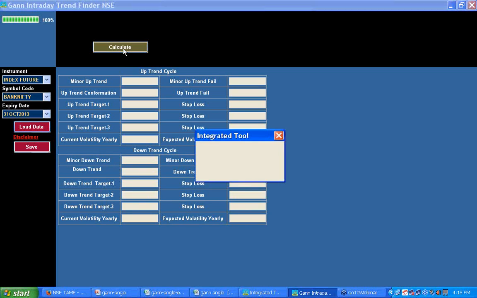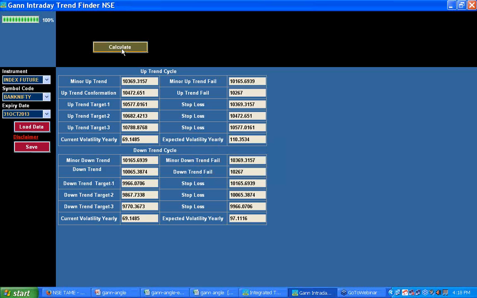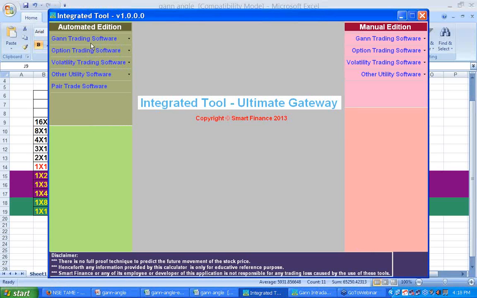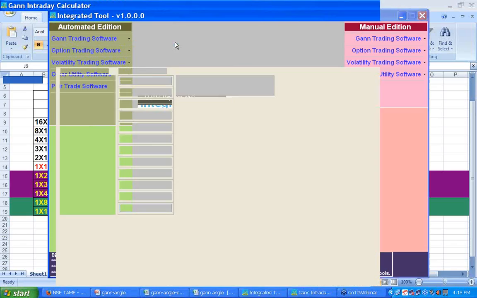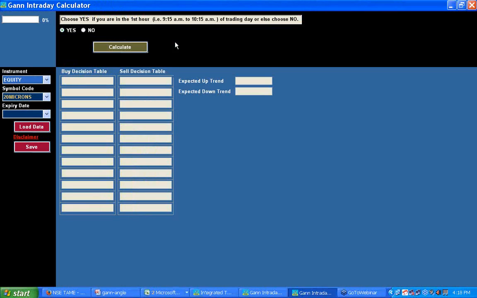Once you do this, what happens? The tool itself does the calculation. Where is the minor trend? Where does the trend confirmation come? What is the volatility? What is the expected volatility? Everything it gives based on that principle. And we have also given a separate Gann tool for the intraday trade, because estimation of trend and calculation of the trade are entirely different. For that we have given the index future here.